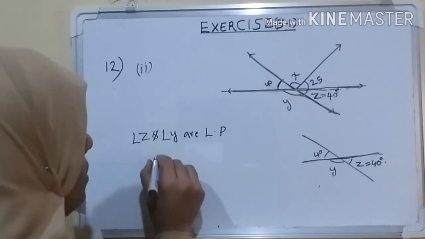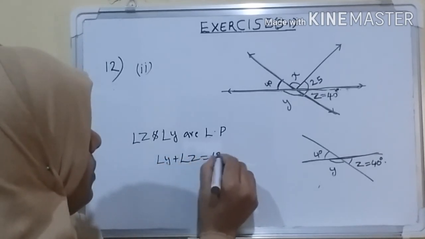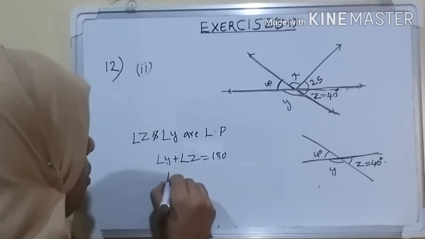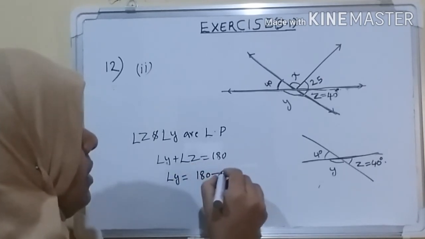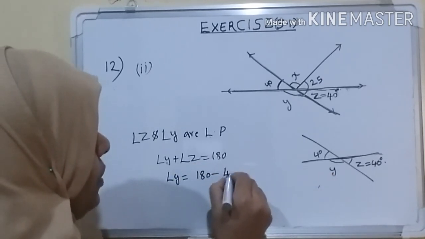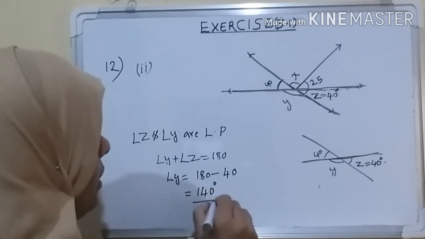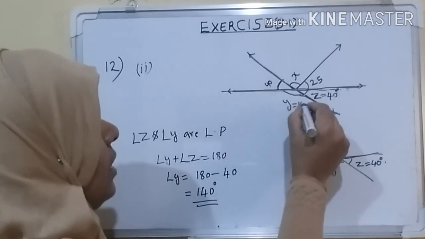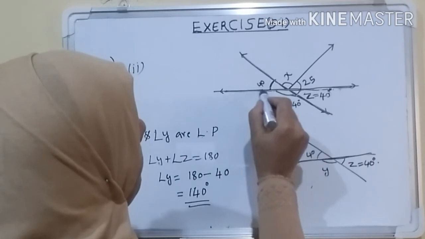So their sum is always equal to 180 degrees. Here one angle is given, 40. So angle Y equals 180 minus angle Z, that means 40. That is equal to 140 degrees. Angle Y equals 140 degrees.